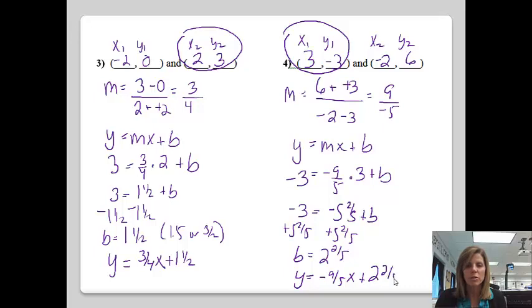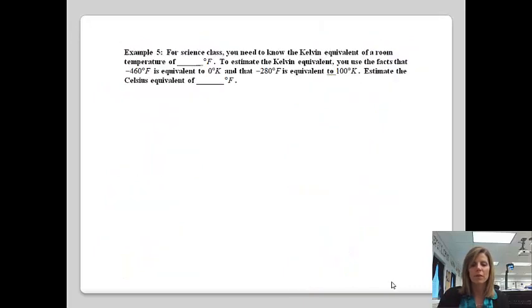which is 2 2/5. Okay, we are going to try one more example that is story problem related. It's a situation. Okay, for science class, you need to know the Kelvin equivalent of a room temperature of 70 degrees Fahrenheit. To estimate the Kelvin equivalent, you use the facts that negative 460 degrees Fahrenheit is equivalent to 0 degrees Kelvin, and that negative 280 degrees Fahrenheit is equivalent to 100 degrees Kelvin. Estimate the Celsius equivalent of 70 degrees Fahrenheit.